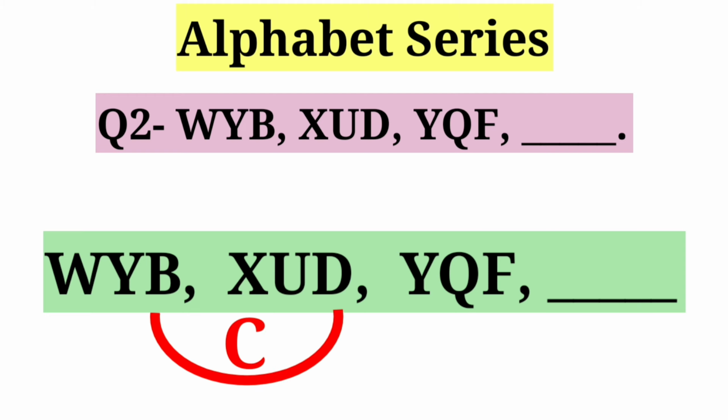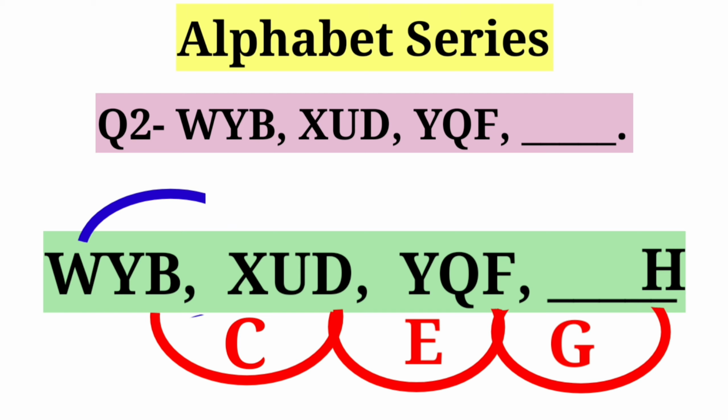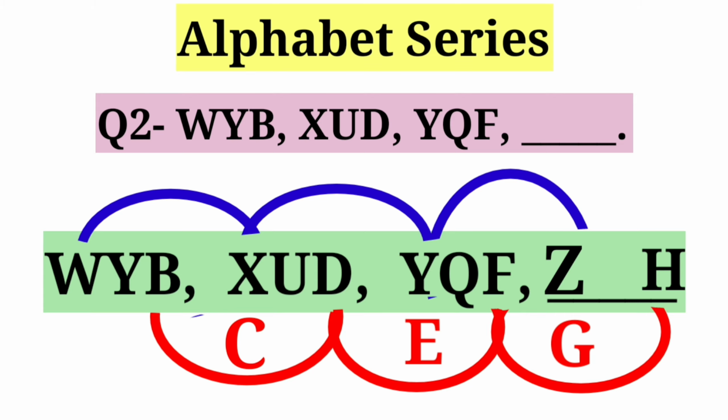After that C is left, then D. After that E is left and F is written. So in the same way we will leave G and write H in the series. Now let us compare the first digit, that is W. After that X, then Y, then comes Z.